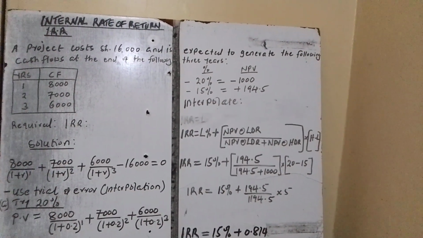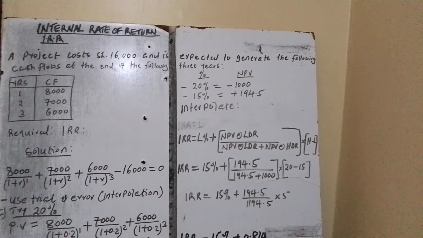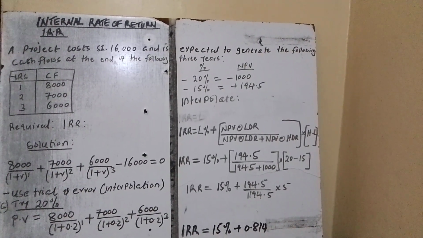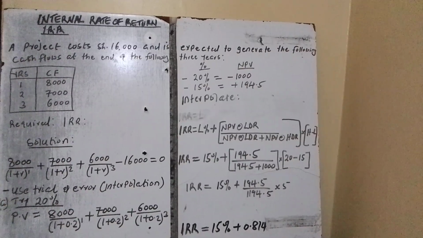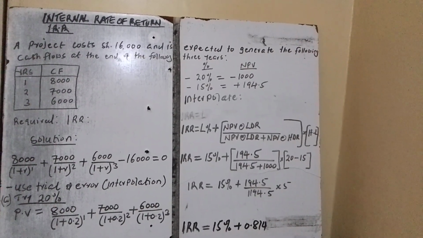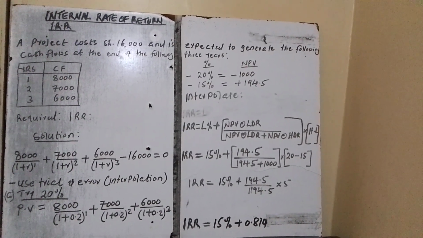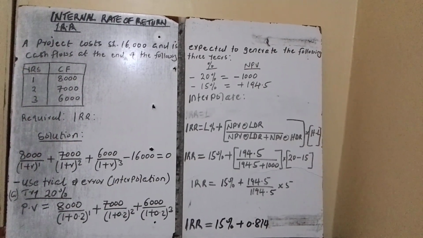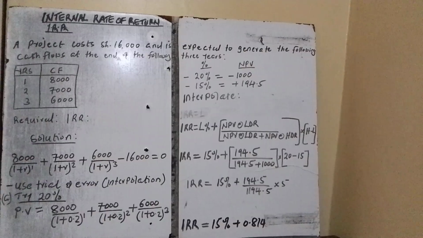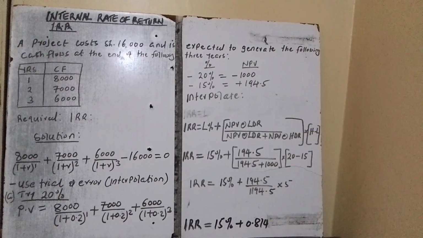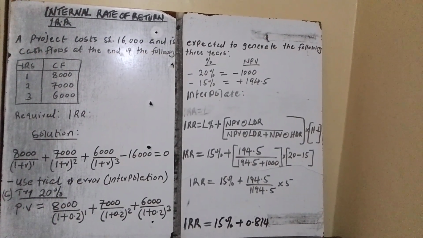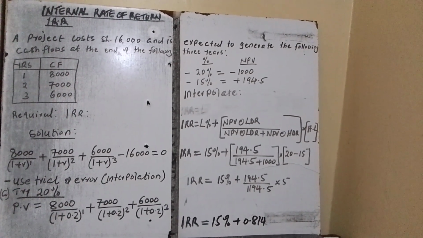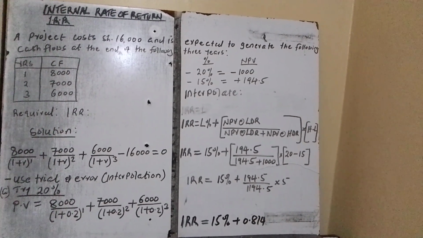Last lesson, we discussed net present value. Today, we take the next discounted cash flow technique, and this is internal rate of return. Internal rate of return means the rate that equates the net present value to zero.